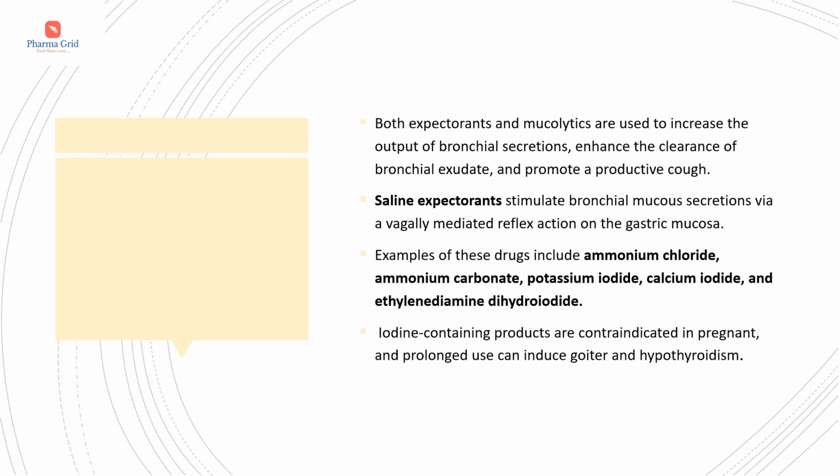Next one is saline expectorants. Saline expectorants stimulate bronchial mucus secretions via a vagally mediated reflex action on the gastric mucosa. Examples of saline expectorants include ammonium chloride, ammonium carbonate, potassium iodide, calcium iodide and ethylenediamine dihydroiodide. These iodine-containing products are contraindicated in pregnant women and prolonged use can induce goiter and hypothyroidism.